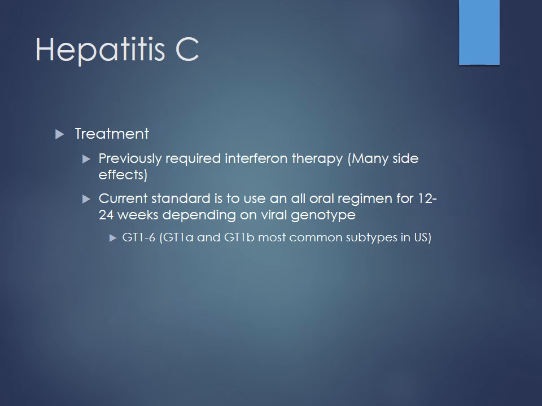But nowadays we have therapy that we can get a cure within 12 to 24 weeks, and it's going to depend on the viral genotype. There are types, GT1 through 6, different genotypes of the virus. You're going to find that 1A and 1B are most common in the U.S. That'll be important because some of the newer drugs only work on certain genotypes. One may only work for genotype 1 and 3, some will work for 2, 5, and 6, so it's important to know what type they have at baseline to make sure you're using the right drugs.